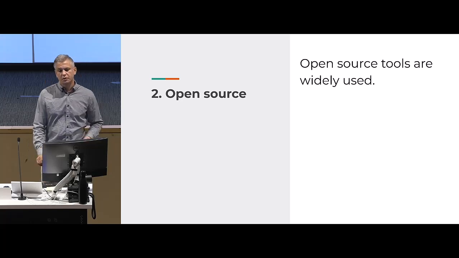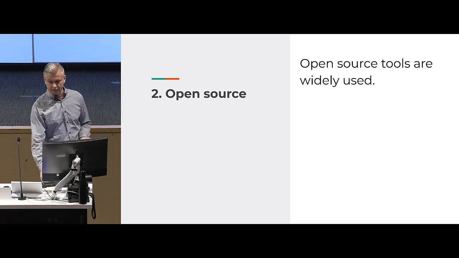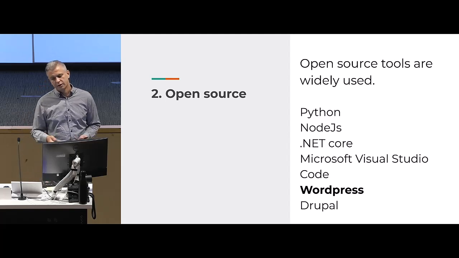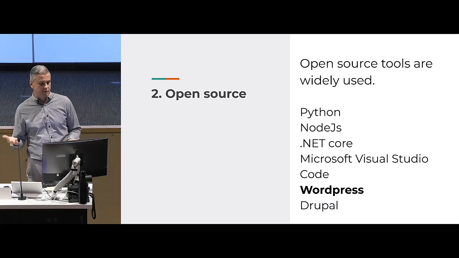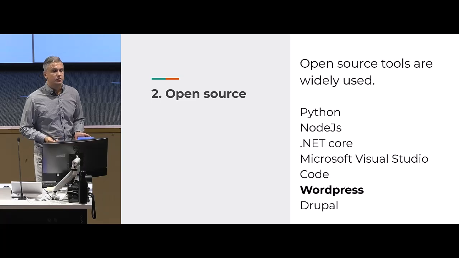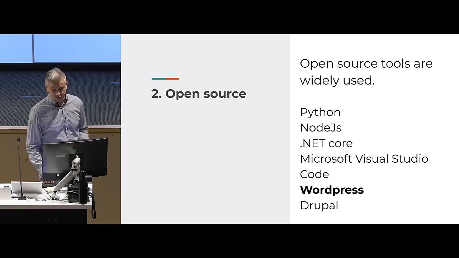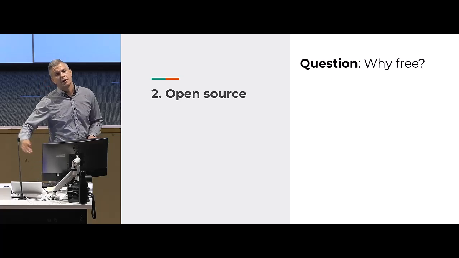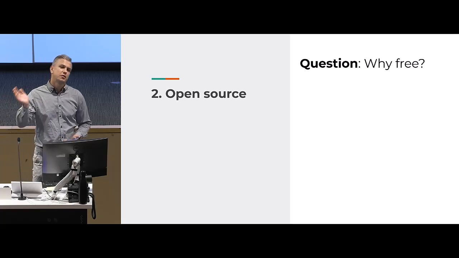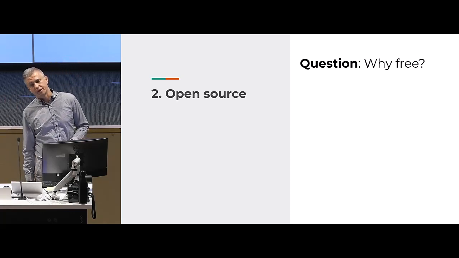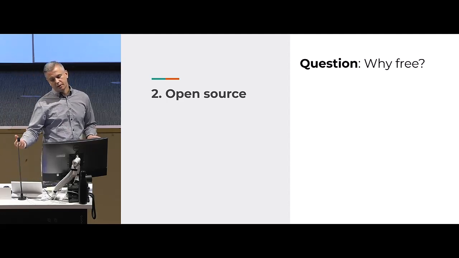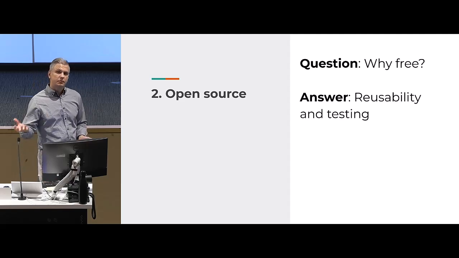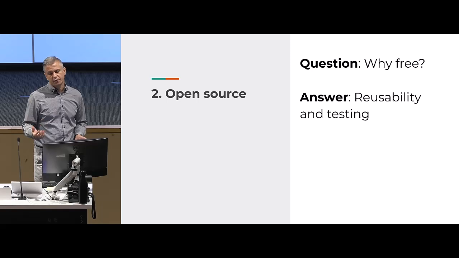Number 2, open source. Open source tools are widely used, which is good. That's the list I used when I was teaching the 12 months. So I taught Python, Node.js, .NET Core, using Microsoft Visual Studio Code. I taught WordPress and Drupal, which is a great list. But throughout my career, the last 20 years, my colleagues, and then the students, asking: why free? What's the point of creating free software? Doesn't pay us, takes our time away, what are we getting from it?